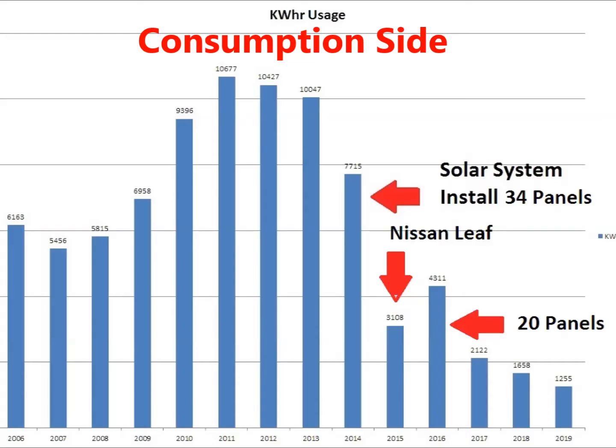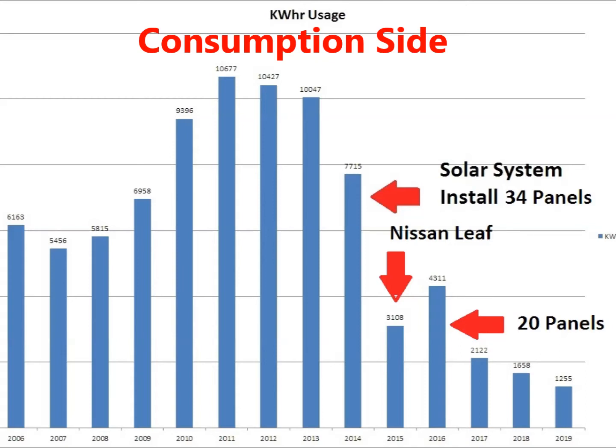So here are my electric bills. I started off with my house in 2006, and slowly over the years usage has been creeping up, and in 2011 it peaked at about 10,677 kilowatt hours. At that point I said enough, there's just too much energy usage, and I started looking for ways to reduce the energy profile of the house.